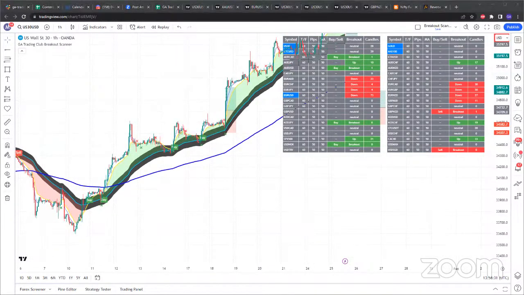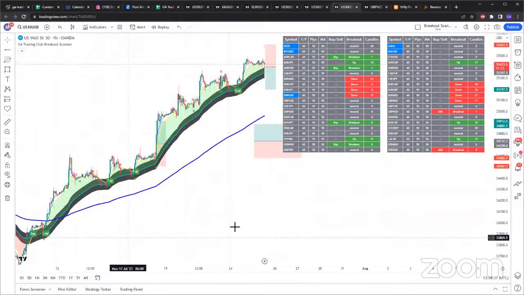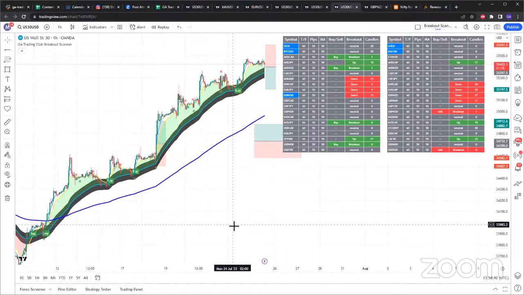So I would rather trade a strategy that gives me 5 entries that have a high probability of winning in a span of 2 weeks, rather than trade high risk with a strategy or in a time frame that's going to give me 6 entries in a span of 2 days. So hopefully that makes sense.